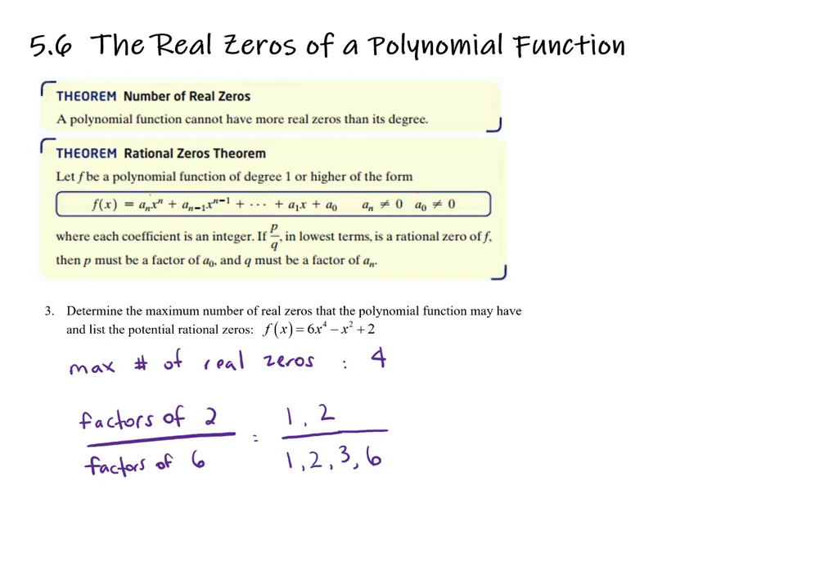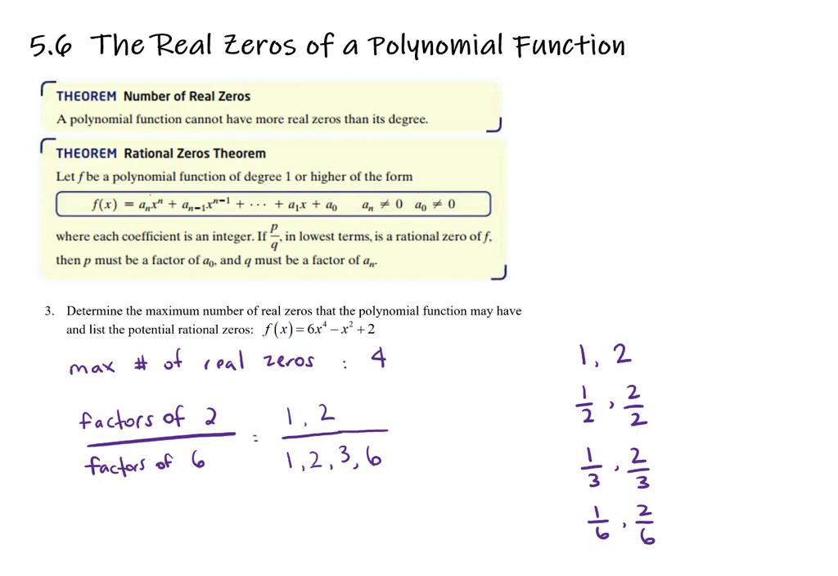So I'm going to say 1 over 1, 2 over 1. And then 1 over 2, 2 over 2. And then 1 over 3, 2 over 3. And then 1 over 6, and then 2 over 6. When you're doing this, you want to make sure you do every single possible combination. There's 2 in the top, 4 in the bottom, and that leads me to a total of 8 possible combinations.